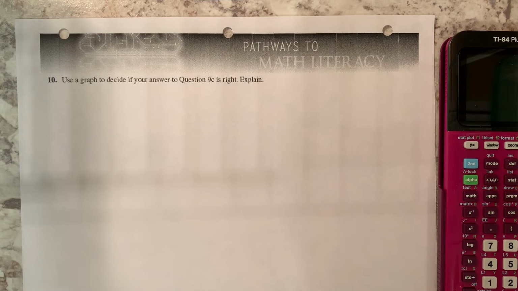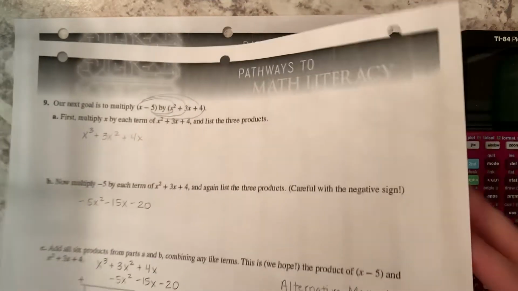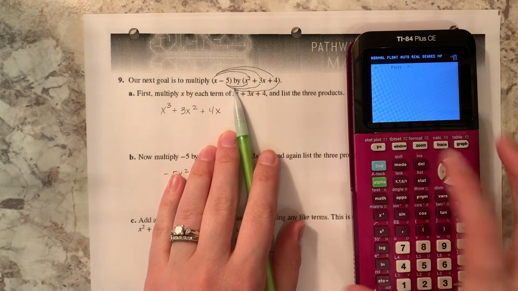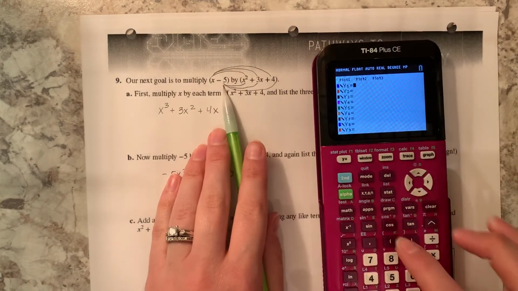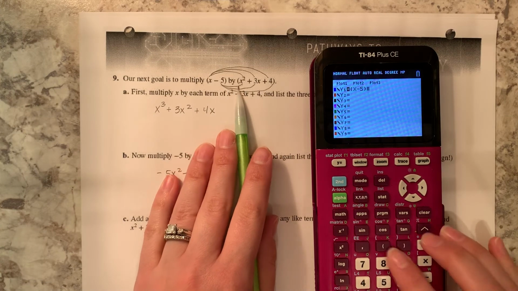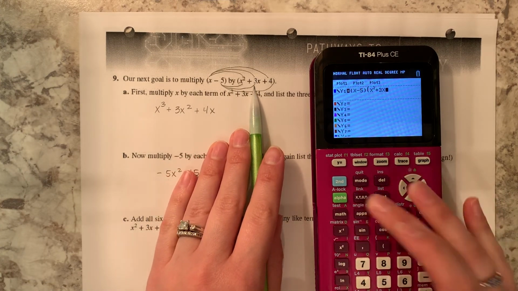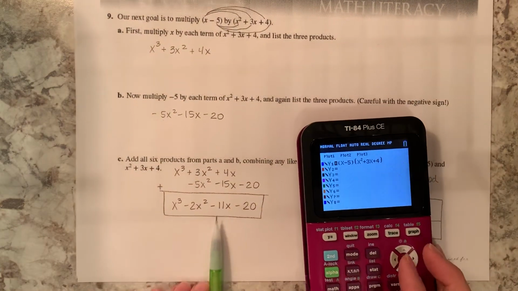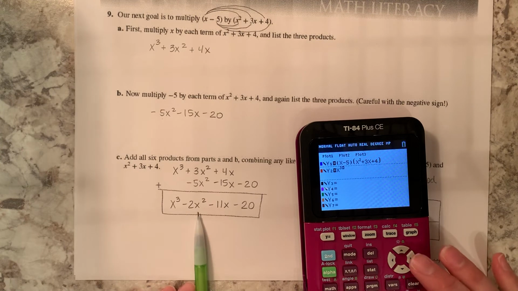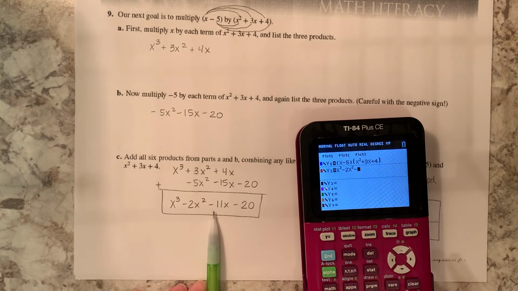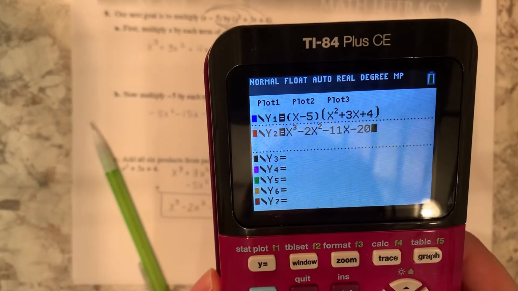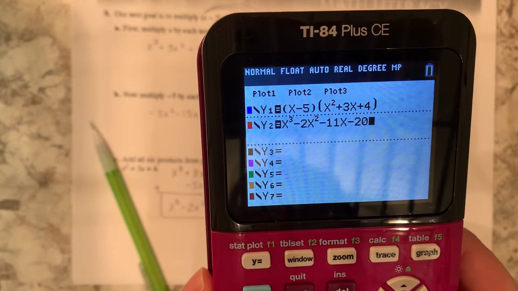All right, now the last question, number 10, says use a graph to decide if your answer to question 9C is right. So I'm gonna put 9 back up there. I'm gonna enter, go back to my y equals, clear out what's in there. Enter the original problem, x minus 5 times x squared plus 3x plus 4. That's in my y1. And then my answer that I got, I'm gonna put that in the y2. X to the third minus 2x squared minus 11x minus 20. Okay, so make sure you have these correctly entered before you press graph.